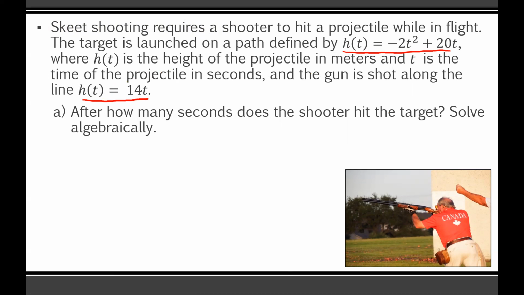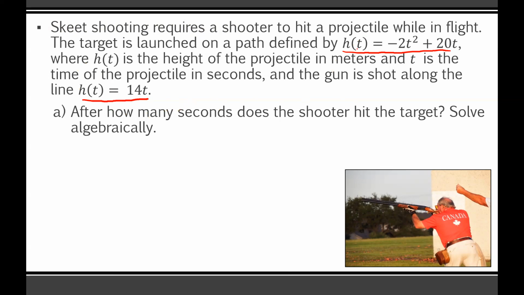Solve algebraically. So when it says solve algebraically, and this is a system of equations, you can either use solving by substitution or solving by elimination. Again, it's whatever floats your boat. Personally, I prefer to solve by substitution. So I'm going to use substitution on this one. That means I need to just get one of my variables all by itself.